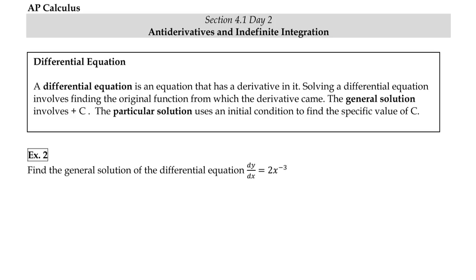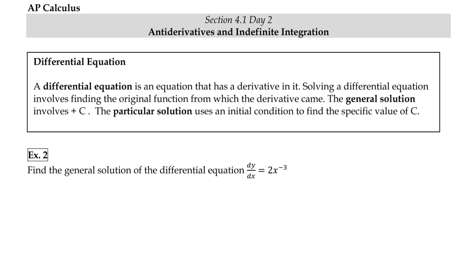This is a differential equation. You can see the derivative; a differential equation has a derivative in it. Here the derivative is 2x to the negative 3, so this is definitely a differential equation. To find the general solution, it can have a plus c at the end. If we're given the derivative, we need to integrate it to get the original function. Whatever we do to the left, we do to the right.